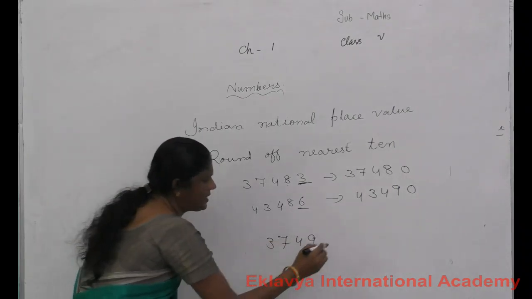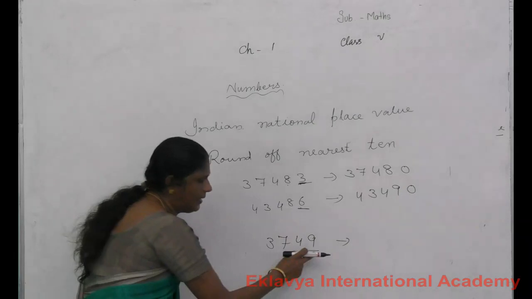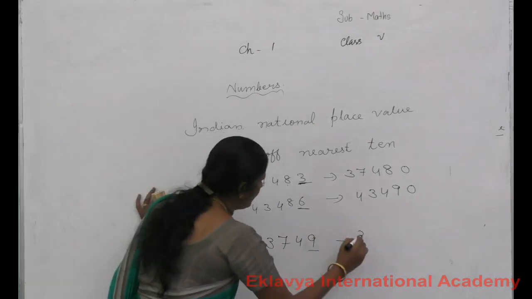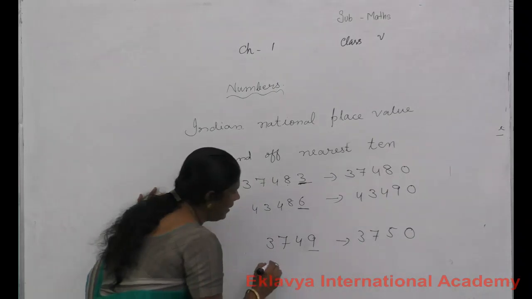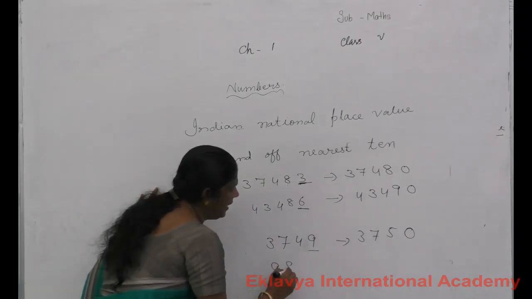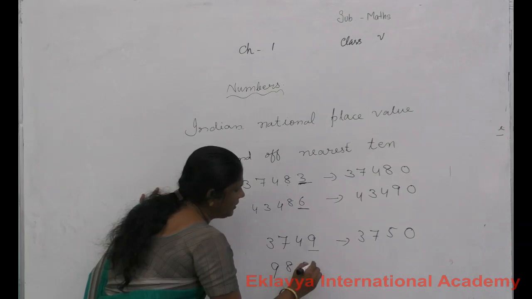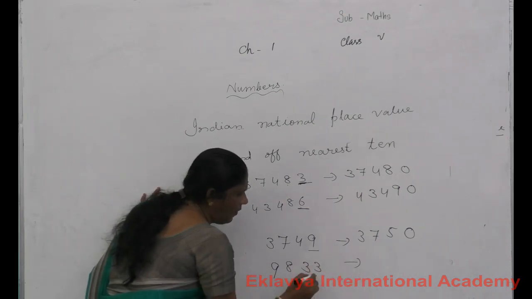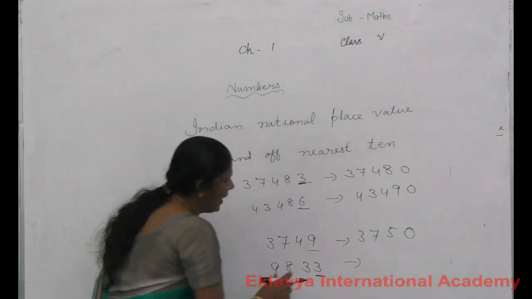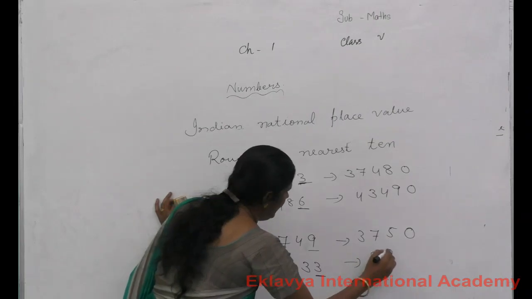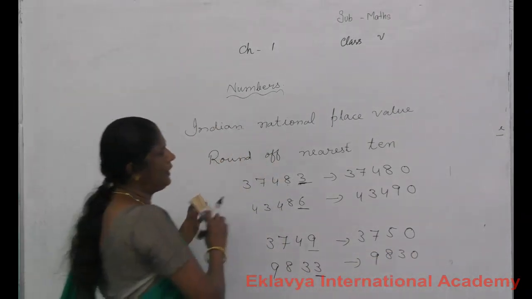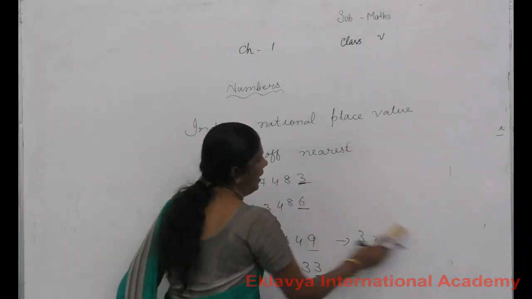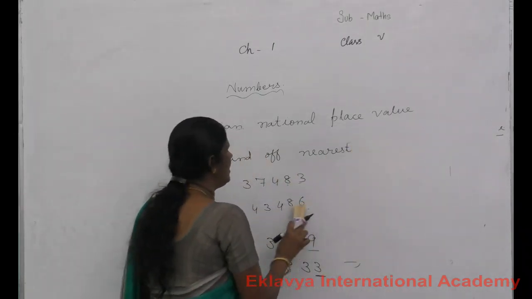Again, 3749. Which digit comes in the ones place? 9 comes in the ones place. 3750. Again, 9833. Which digit comes in the ones place? 3 comes in the ones place. 9830. Then round off to the nearest 100.